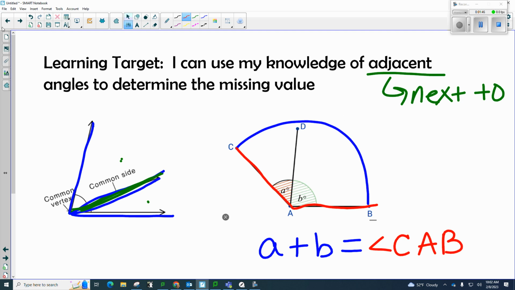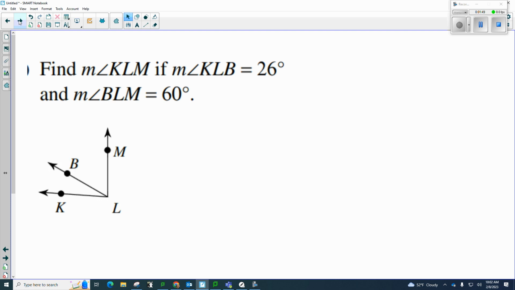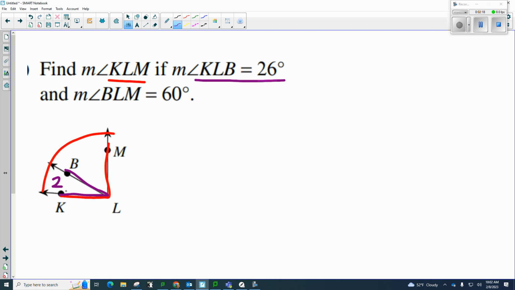Let's see what that looks like in a problem. Find the measure of KLM. Again, it's going to be important to look at the order here. If I start at K, go to L, go to M, I'm trying to find the whole big angle, and I like to make that arc over the whole angle to show what I'm talking about. I know the measure of KLB is 26. If I go KLB, this part is 26. I also know the measure of BLM is 60.